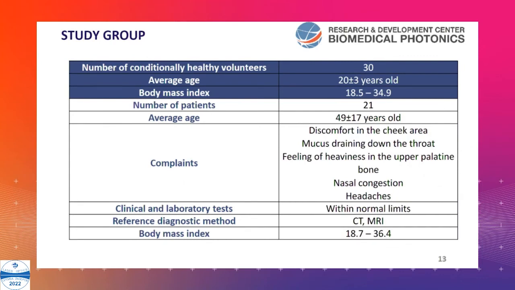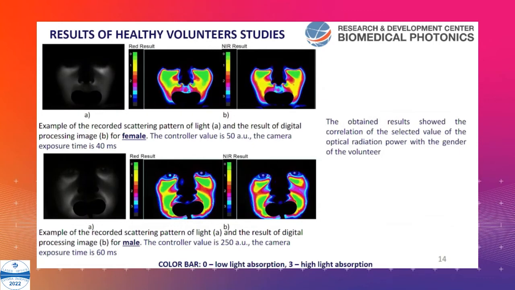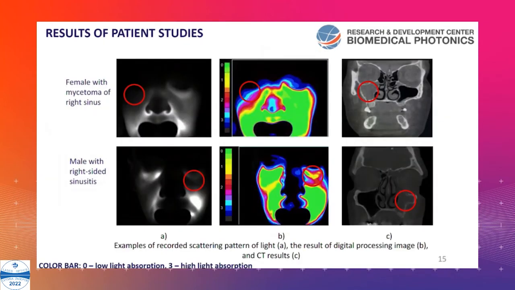So in this slide you can see the parameters of the study group. It was 30 conditionally healthy volunteers aged from 18 to 27, and 21 patients with different pathologies inside of the maxillary sinus. In this slide, you can see the results of the study of conditionally healthy volunteers, and you can see that there was no absorption of light in the area of the right or left sinus, and we can conclude that there were no pathological changes. This slide shows the result of the study of patients with inflammatory diseases, and in the area of the sinus with pathology, we can see the high absorption of light, and we compared our results with CT studies.